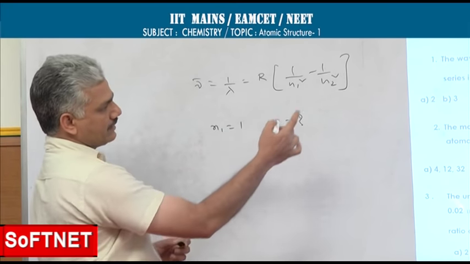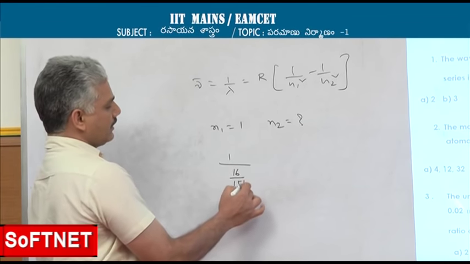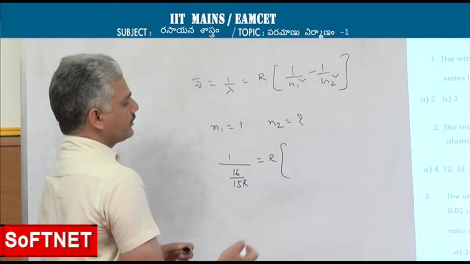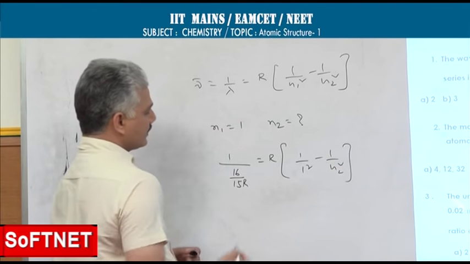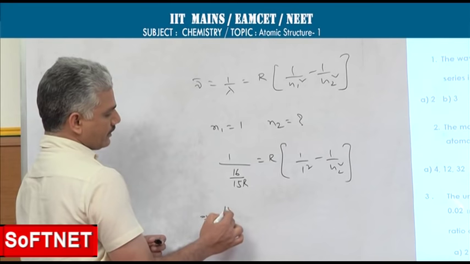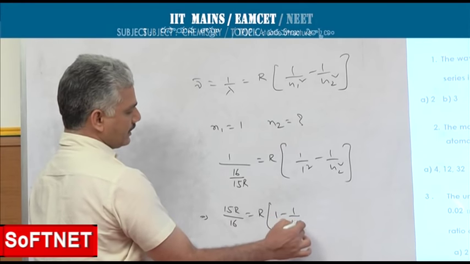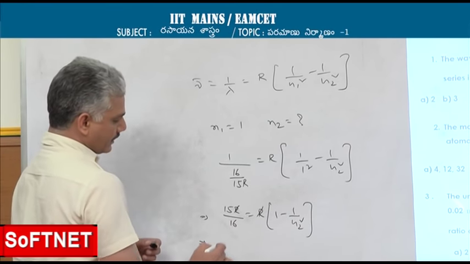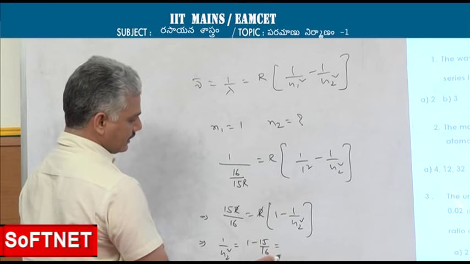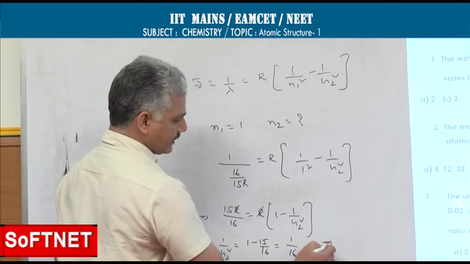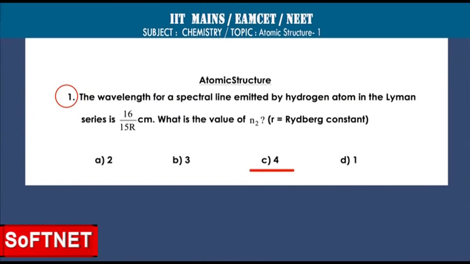In place of lambda, we can substitute the given value: 1 by 16 by 15 R is equal to R into 1 by 1 square, meaning 1 itself, minus 1 by N2 square. So, this comes out to 15 R by 16 is equal to R into 1 minus 1 by N2 square. 1 by N2 square is equal to 1 minus 15 by 16, that comes out to 1 by 16. From this, the N2 value comes out to 4. So, the correct option is C.